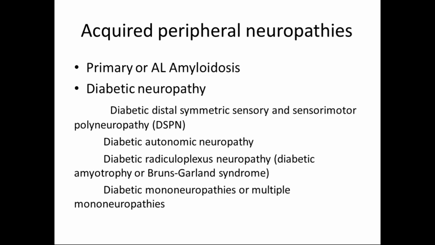Then there is diabetic radiculoplexus neuropathy, also called diabetic amyotrophy or Bruns-Garland syndrome. This is slow in onset, but somewhat more severe than DSPN. And there are diabetic mononeuropathies or multiple mononeuropathies, also called mononeuritis multiplex. In diabetic mononeuropathy, only a single nerve is involved; in multiple mononeuropathies, more than one nerve is involved. Single nerves like the radial nerve, femoral nerve, and peroneal nerve are involved. Radial nerve involvement can cause wrist drop, and common peroneal nerve involvement causes foot drop.